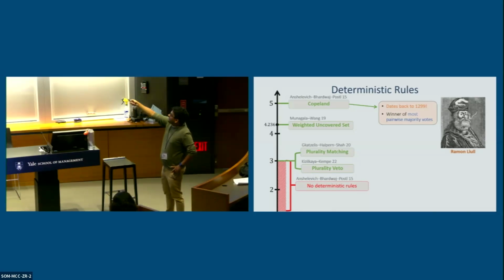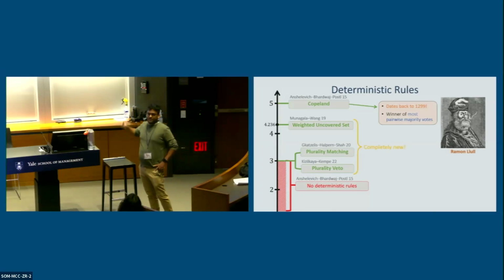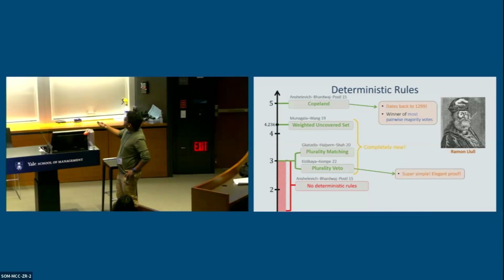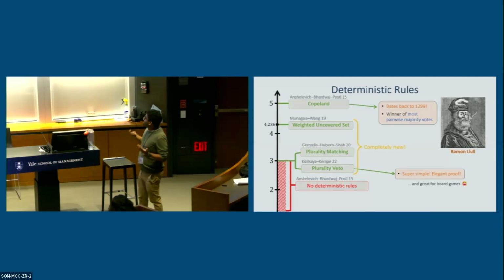So all of these voting rules that close this gap are all completely new. And moreover, this last voting rule is actually super simple and has a really elegant proof that it gets distortion 3. And even better, it's a really great algorithm for choosing what board game to play. This is genuinely what I make my friends use when we have board game nights.